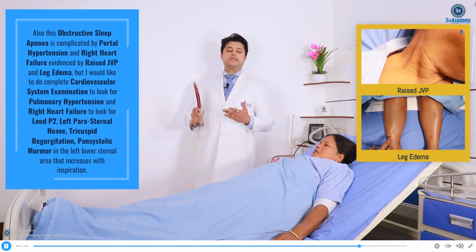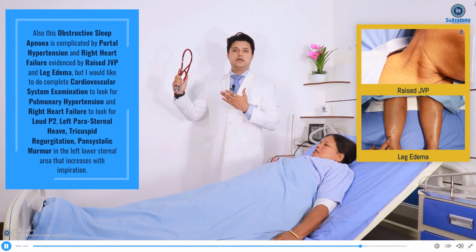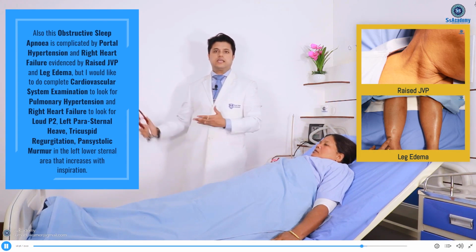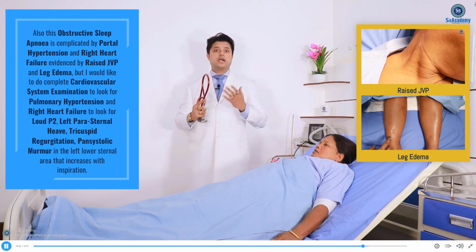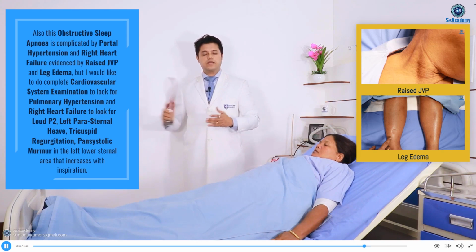And the most important complication that I found is pulmonary hypertension complicated by right heart failure, as evidenced by the raised JVP and edema. But I would like to complete the examination of the cardiovascular system to look for the features of pulmonary hypertension and also right heart failure.